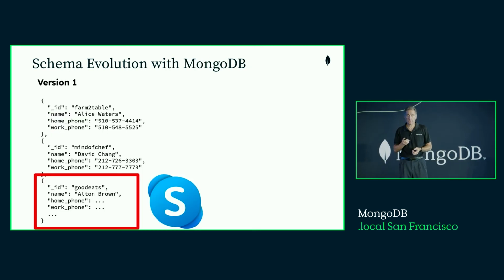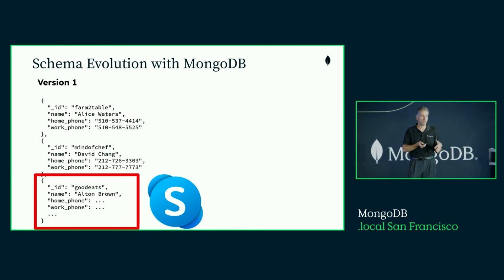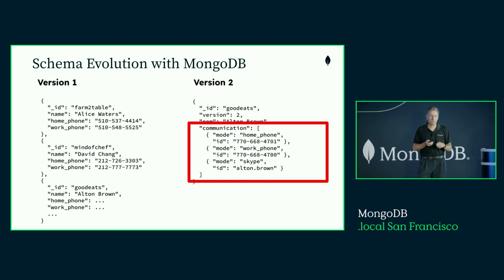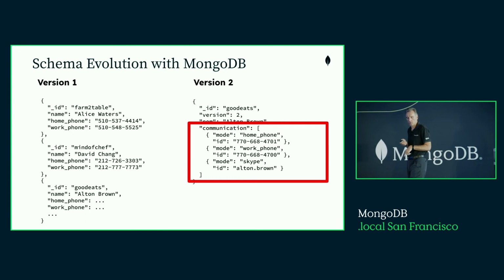If you're going to do the same thing with MongoDB, well, we have our documents where they have home phone, work phone. Then Alton doesn't really fit into that mode. Alton's more like having all these new modes. So what we're going to do is create sub-documents with communication mode. We could have created two collections. It would still be the same process. There's no problem there. So we want to get from version 1 to version 2.